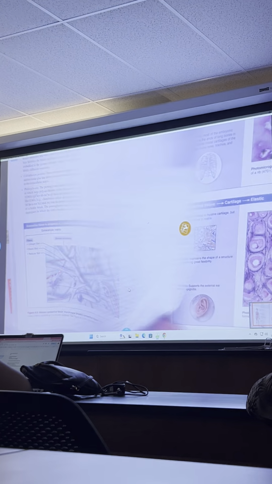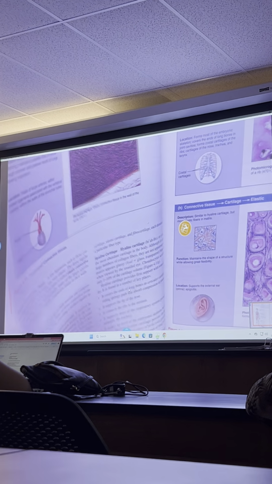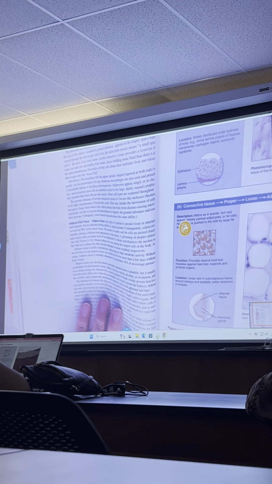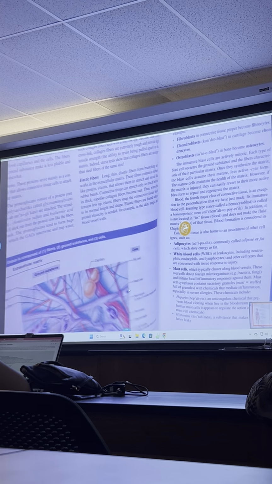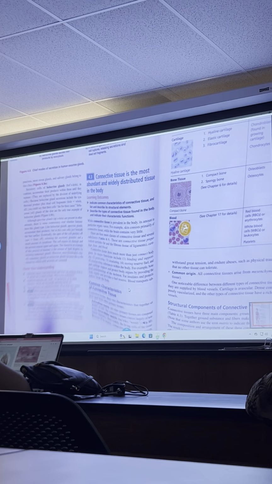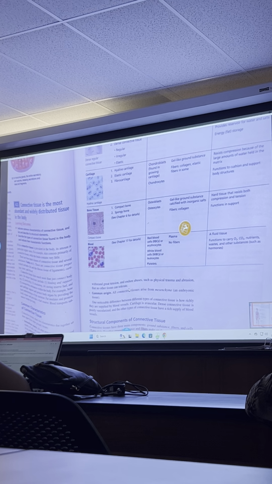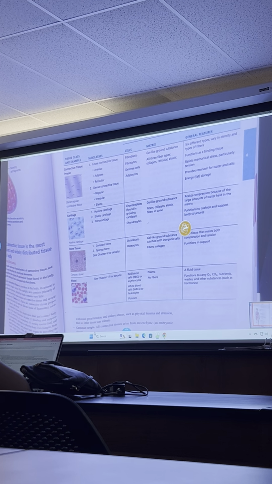Okay, so let's go back to, well, wherever it is. We've got a chart here we want to look at. And let's find it. There we go. Right there it is. That chart is on page 127. So what is this chart showing you? It's showing you connective tissue.